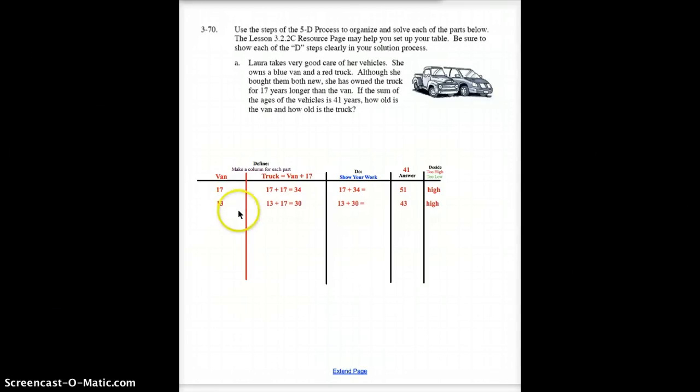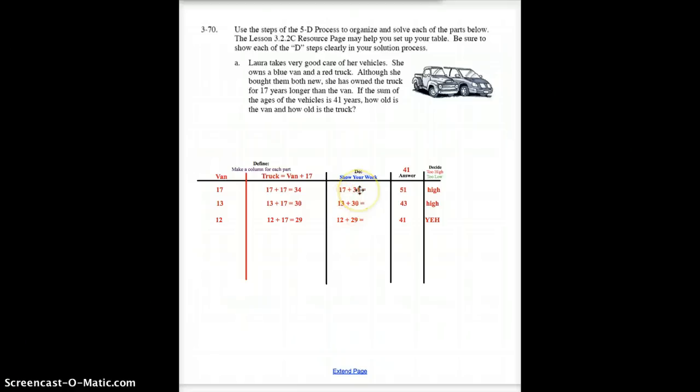Let's try 13. 13 plus 17 is 30. When I take the 30 years and 13 years and I add those together, I get 43. Oh, I'm very close, but I'm just a little too high. So let's pick a new one. Because that was just a little bit too high, I'm only going to go down one. 12. 12 plus 17 is 29. When I take the 12 and I add that to the 29, I get 41. Yay, that's my answer. So this one, instead of taking 6 or 7 steps like the first one did, only took 3 steps. I was a better guesser this time.